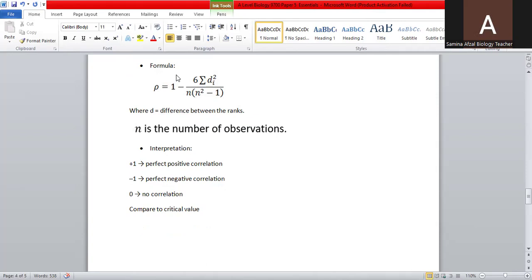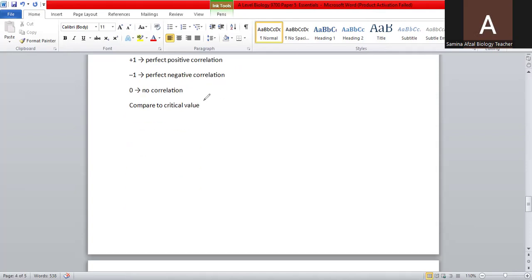Then how can we interpret this? If the answer is plus 1, it is a perfect positive correlation. If the answer is minus 1, it is a perfect negative correlation. If the answer is 0, it means there is no correlation between the given data. Then compare it to the critical value.